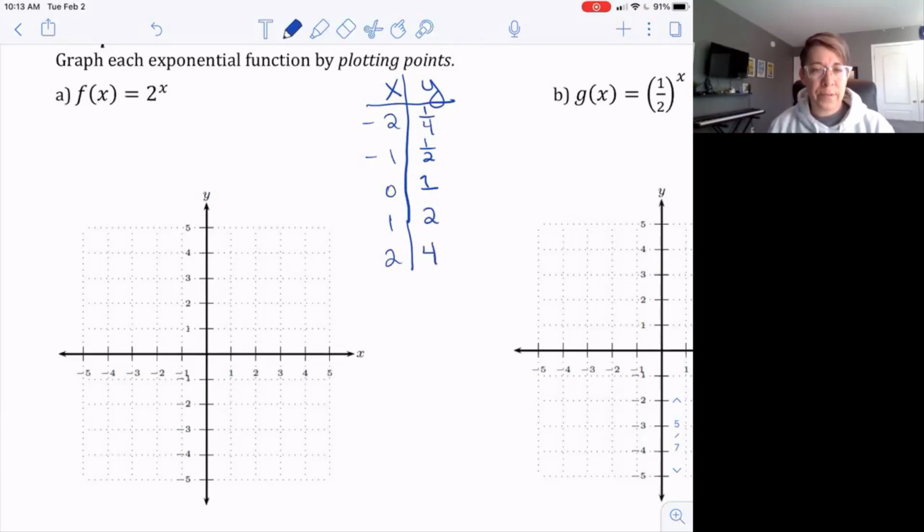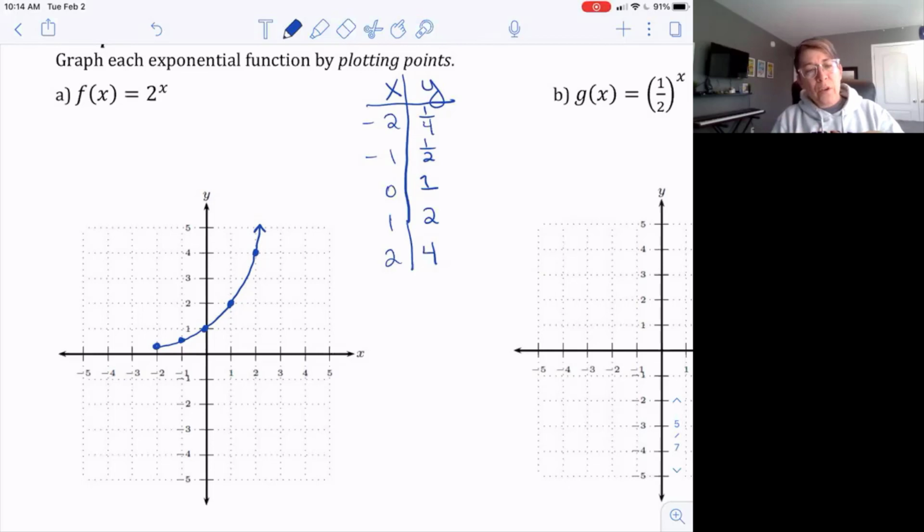So what would this look like if we graphed it? So X is -2, 1/4, -1, 1/2, 0, 1, and then 1, 2, and 2, 4. Notice how it starts to increase pretty quickly. So if we're to graph it on just that side of the points, notice how it increases.